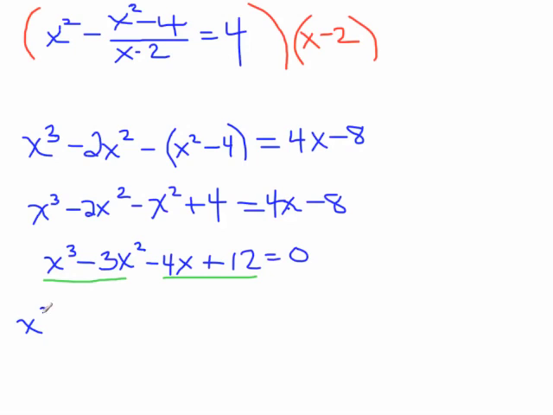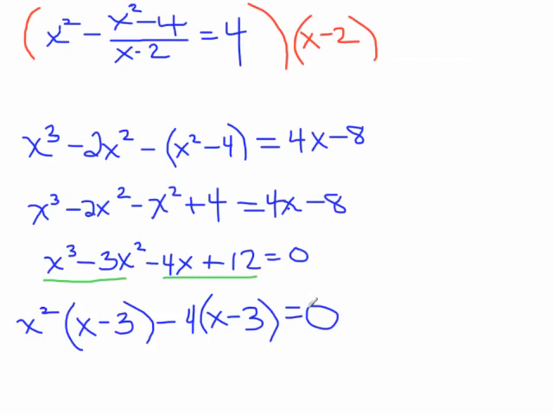The GCD of x cubed minus 3x squared is x squared. And what's left is x cubed divided by x squared is x, and negative 3x squared divided by x squared is just negative 3. From the second group, I'm going to factor out a negative 4. And I'm left with x minus 3, because 12 divided by negative 4 is negative 3. And this is equal to 0.